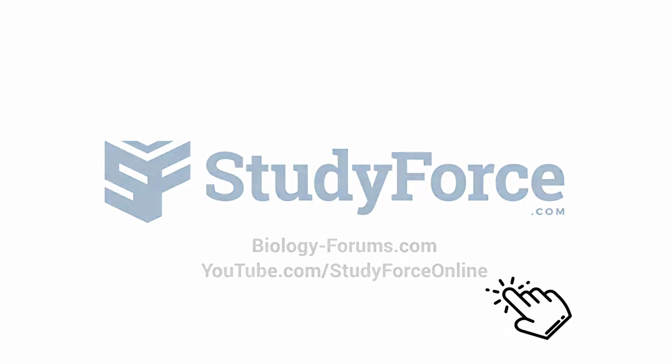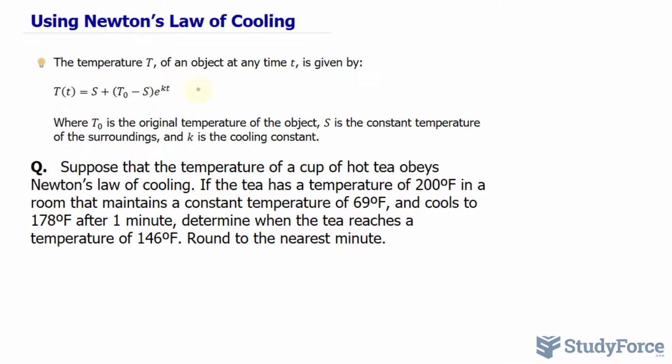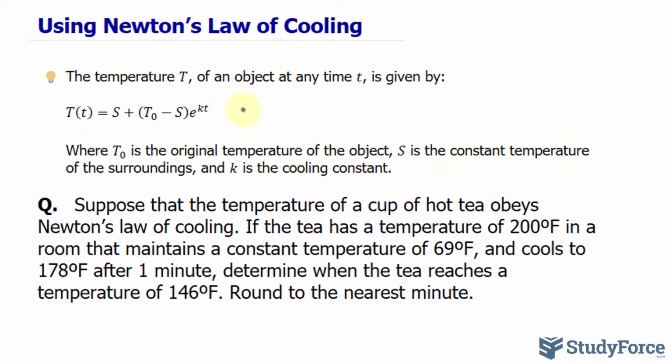In this lesson, we'll discuss how to use Newton's law of cooling. Newton's law of cooling can be summarized in this equation shown here, where T sub 0 is the original temperature of the object, S is the constant temperature of the surrounding, and K is the cooling constant.